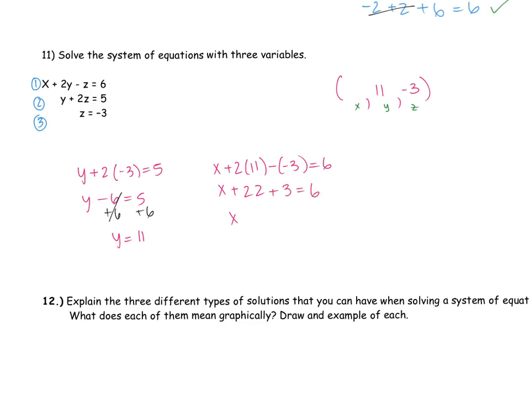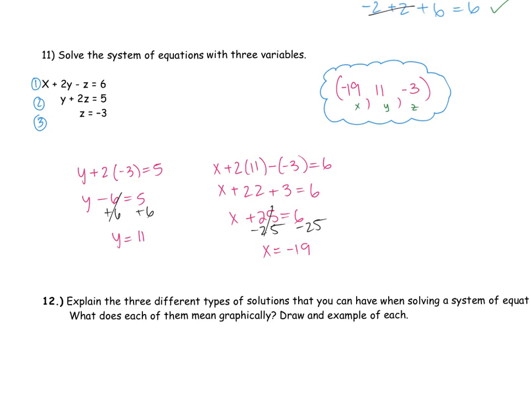If I add my 22 with my 3, I get 25. And I can subtract 25 over to both sides. So that cancels, and x is equal to 6 minus 25, which gives me negative 19. That's a strange number, but that's okay. Looks like we get negative 19 for x. So here is my solution. It looks like the coordinate that works for this equation is negative 19, 11 for y, and negative 3 for z.